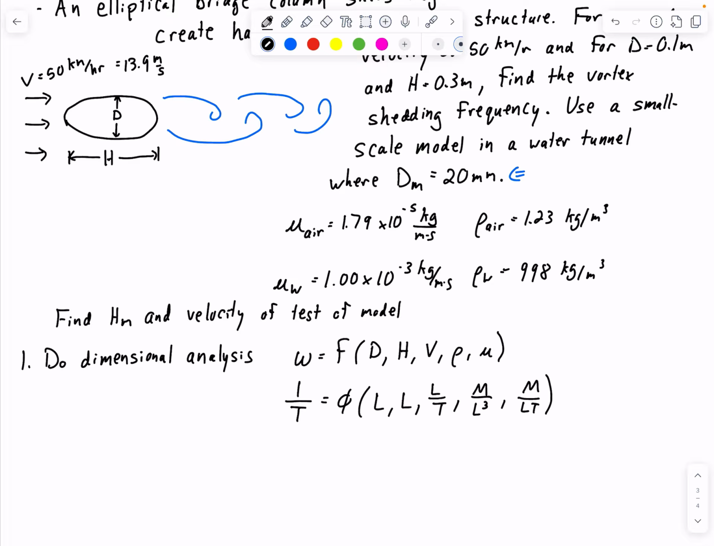Okay, so we have our dimensions listed here, and we can then apply the Buckingham pi theorem. We have 6 different variables: our one dependent variable, and then 1, 2, 3, 4, 5 independent variables. So we have a total of 6 variables in our system, and we used 3 different dimensions to describe those. We used t right here, l right here, and m right here. So we have 6 minus 3, and that tells us that there are going to be 3 different pi groups here.